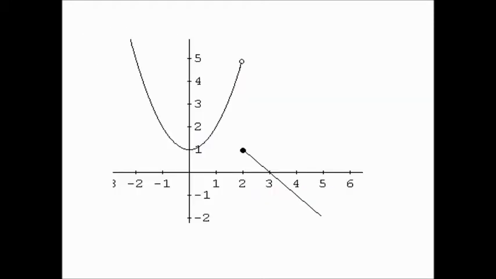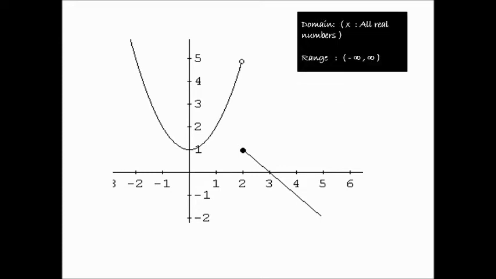The domain of f is the set of all real numbers since function f is defined for all real values of x. In the interval negative infinity until 2, the graph of f is a parabola shifted up 1 unit. Also, this interval is open at x equals 2, and therefore the graph shows an open point on the graph at x equals 2.